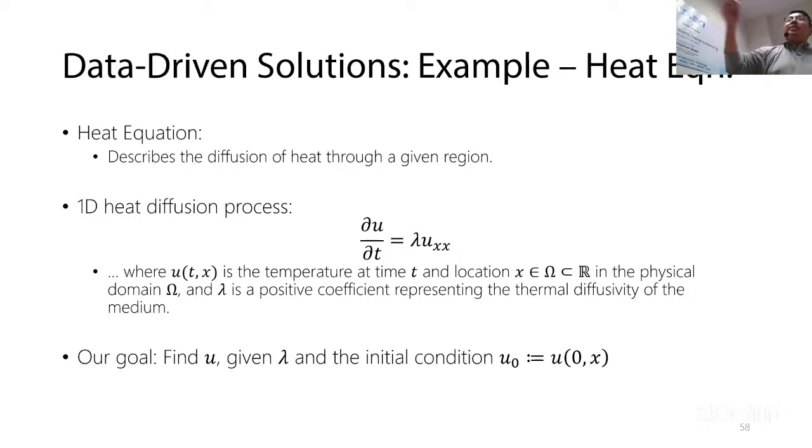Here I brought a slightly more sophisticated example, which is the heat equation, slightly more sophisticated compared to the harmonic oscillator. We're still in the very simple case. The heat equation is a very simple PDE that describes the diffusion of heat through a given region. The equation looks like this, where lambda is essentially the diffusion coefficient.